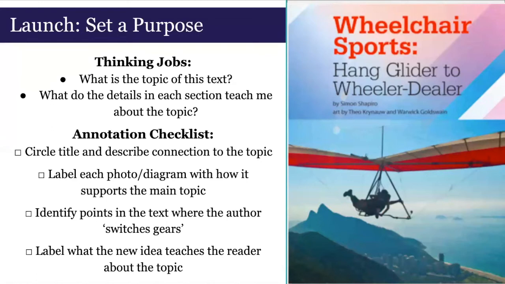Remember, as we read informational text, we keep our thinking jobs in mind. Good readers ask themselves, what is the topic of this text? What do the details in each section teach me about the topic? We'll use our annotation checklist as we go to make sure we are tracking the key ideas the author wants us to understand about the topic. Let's get started.